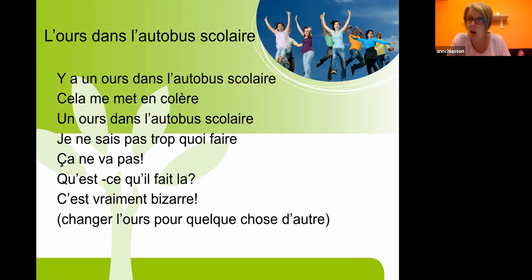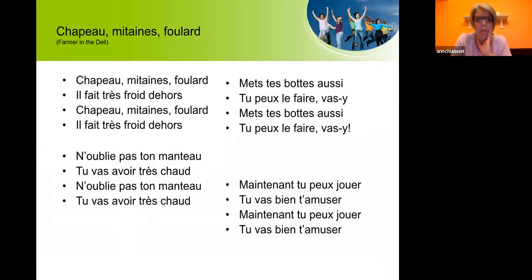And that builds confidence. So I never say, ben là, franchement, on vient de le dire. I don't want to squash the child's initiative and his confidence. It's a risk. And, you know, if they're in the beginning of their language learning, it's a huge risk. So on veut les encourager, pas les décourager.